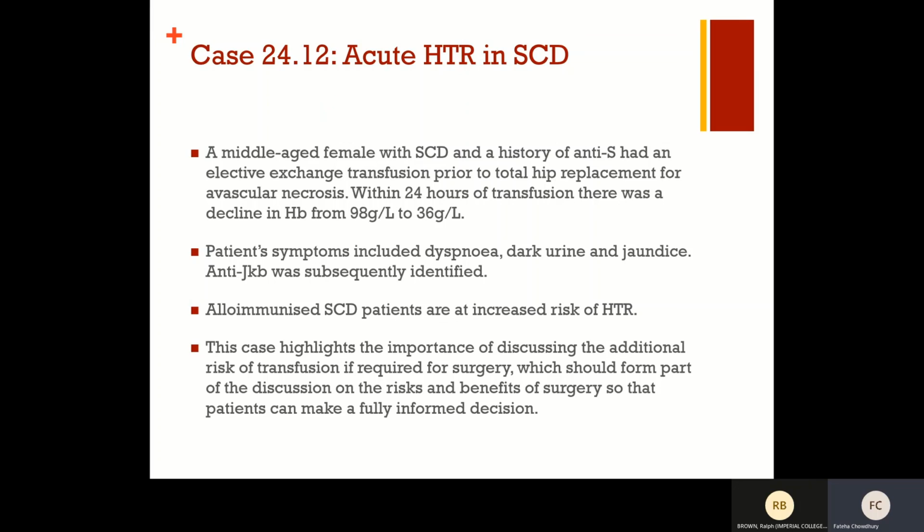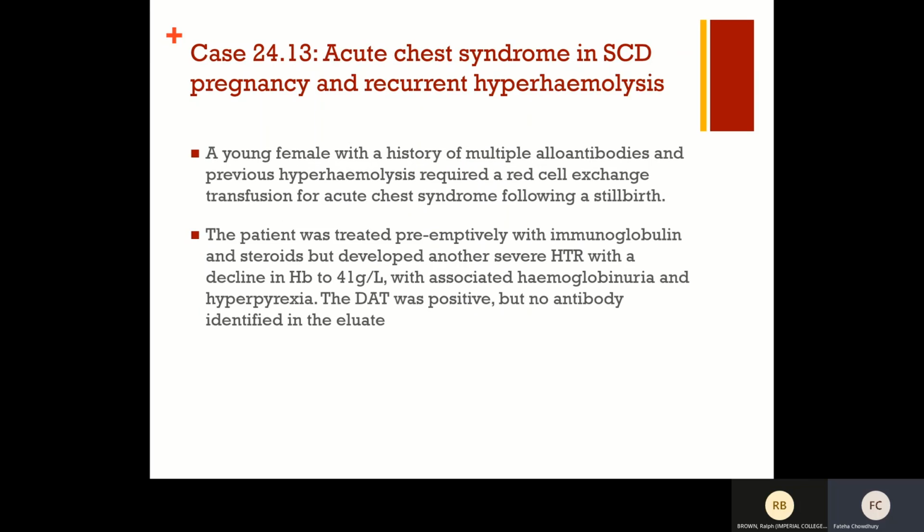And it just highlights that sickle cell patients are at increased risk of hemolytic transfusion reactions and the importance of discussing additional risk of transfusion if required for surgery, which should form part of the discussion on the risks and benefits of surgery so that the patient can make a full informed decision.